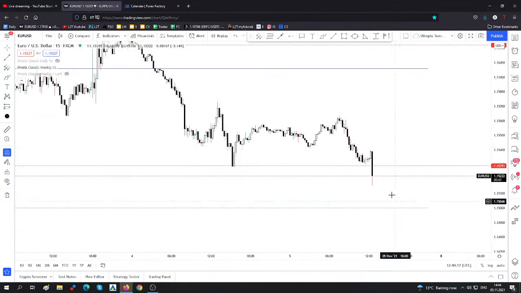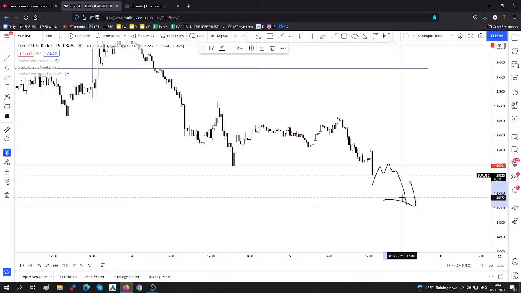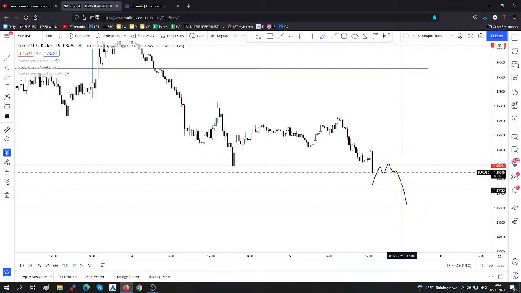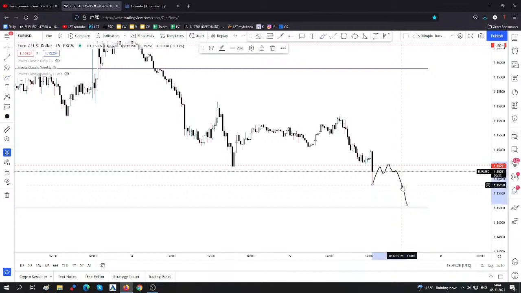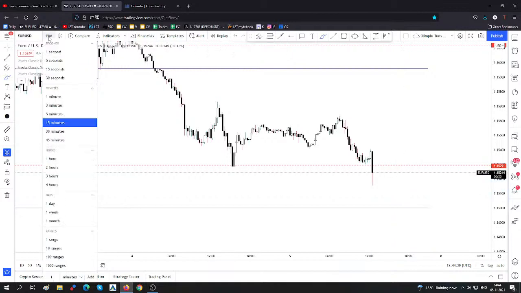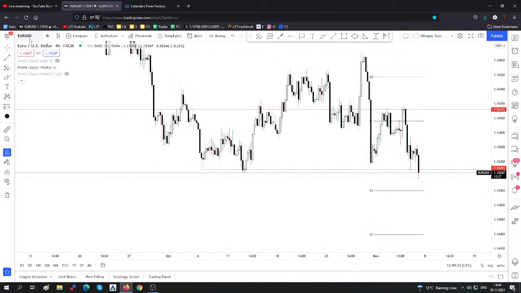If the price comes back to retest, to stay below 1.1529, to register only false breakouts above this level, then maybe we can identify new short opportunities here in euro versus the US dollar.